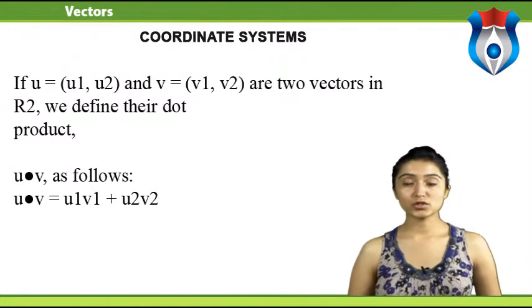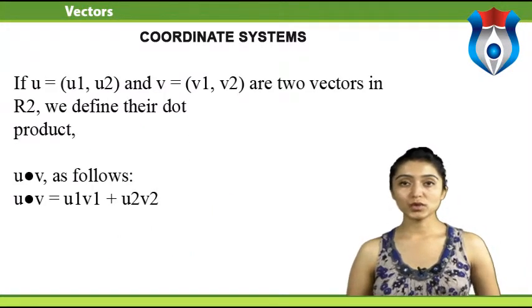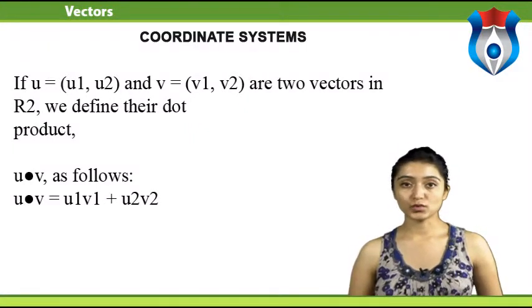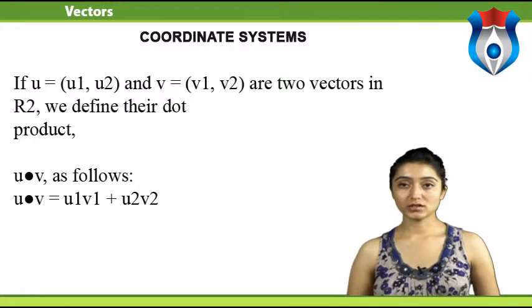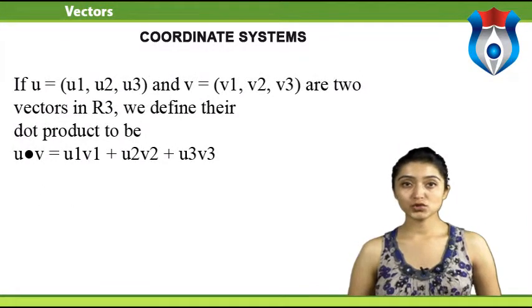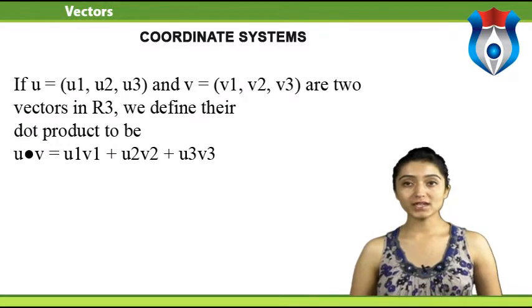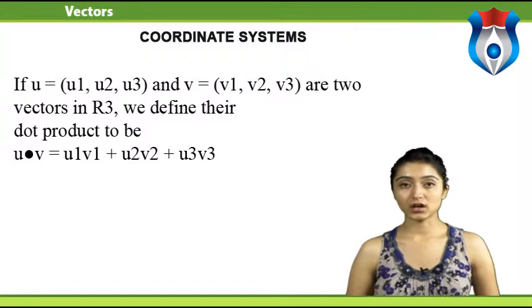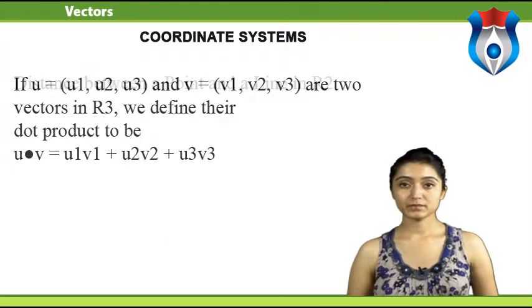If u = (u1, u2) and v = (v1, v2) are two vectors in R2, we define their dot product as shown on screen. If u = (u1, u2, u3) and v = (v1, v2, v3) are two vectors in R3, we define their dot product as seen on screen.